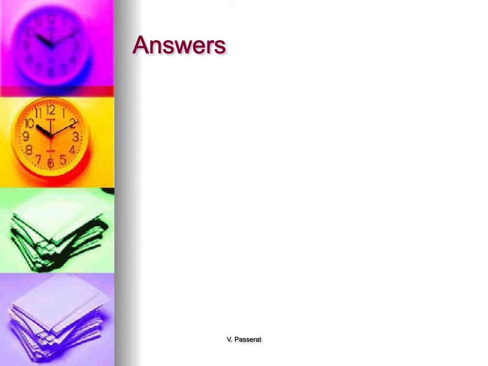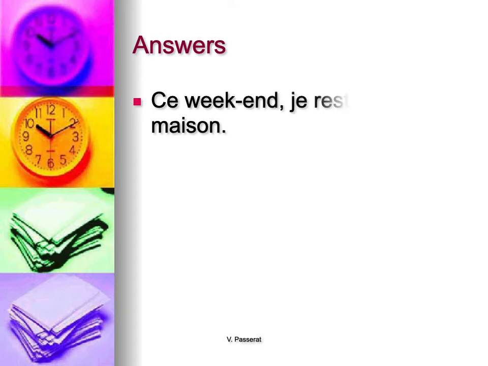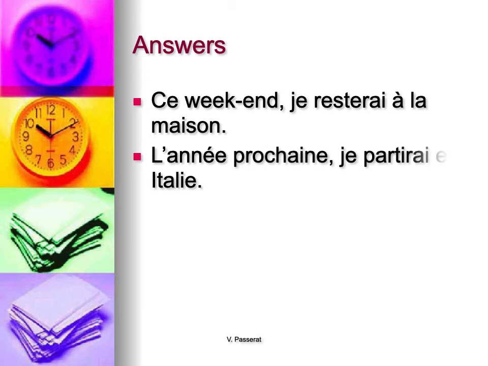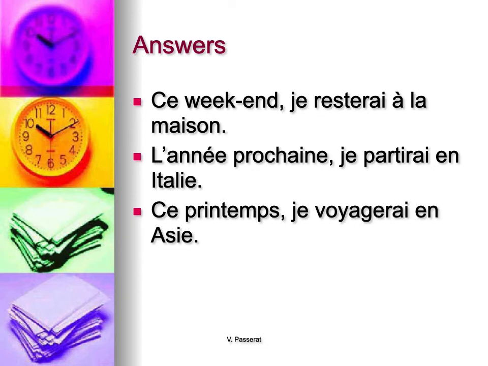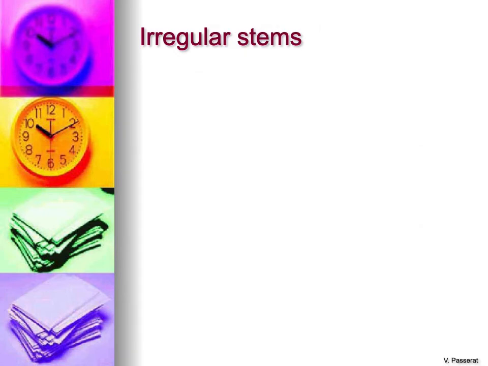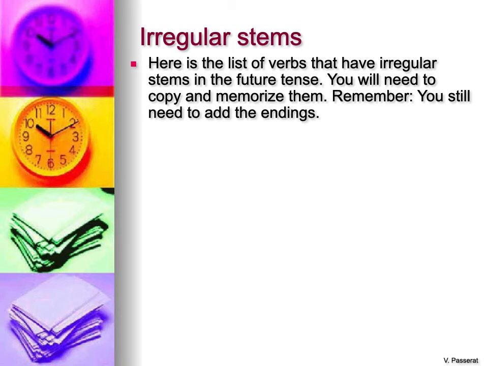So the answers are: ce week-end, je resterai à la maison. L'année prochaine, je partirai en Italie. And ce printemps, je voyagerai en Asie. So if you got any wrong, see what you did wrong and fix those. Now, like all good things, there are lots of exceptions. So some of our verbs are irregular. They have irregular stems. And here is a list of many of these irregular stems.